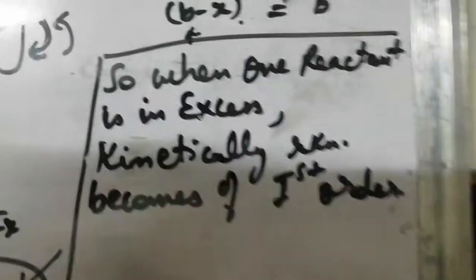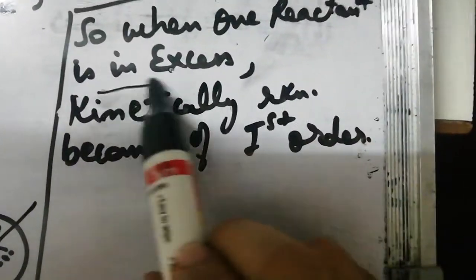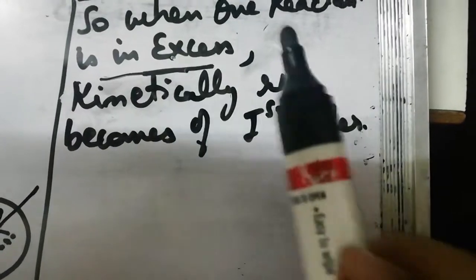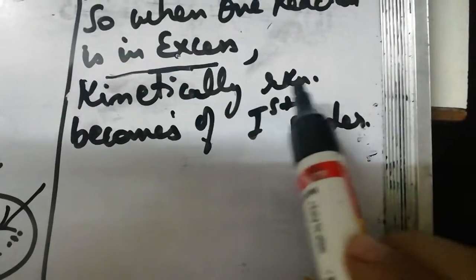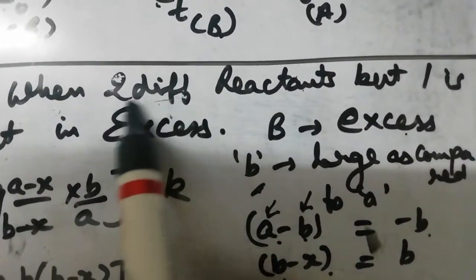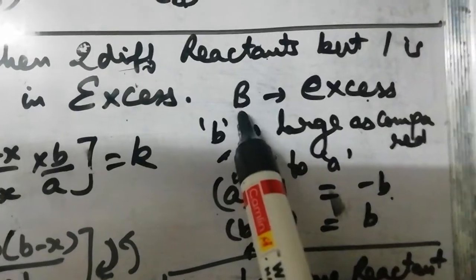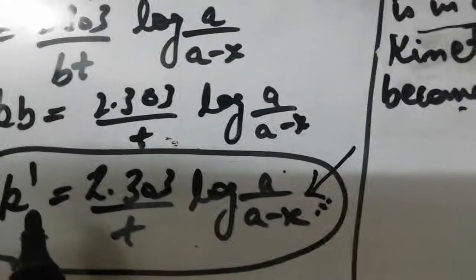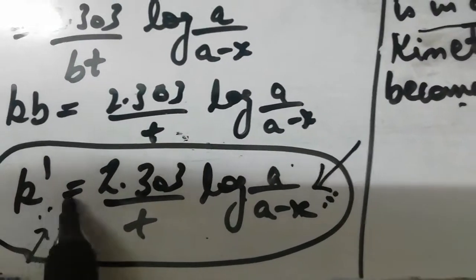So we can write this: when one reactant is present in excess, kinetically our reaction becomes that of first order. So we can see we started with the second order reaction when two different reactants are present, but the condition was that one reactant is present in excess. So our reaction will kinetically follow first order kinetics, that is the first order equation.